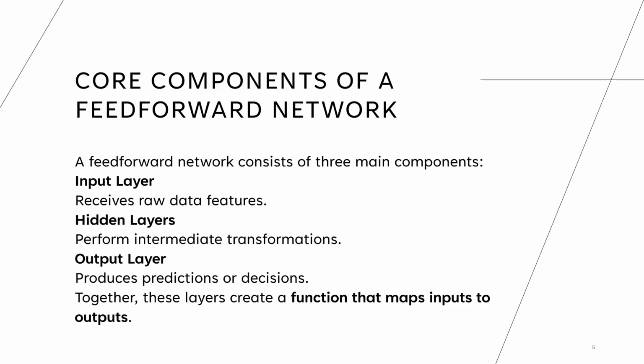Together, these layers work as a sequence of transformations. Data enters through the input layer, is processed through the hidden layers, and eventually reaches the output layer where the final prediction is produced. In this way, the network creates a function that maps inputs to outputs.